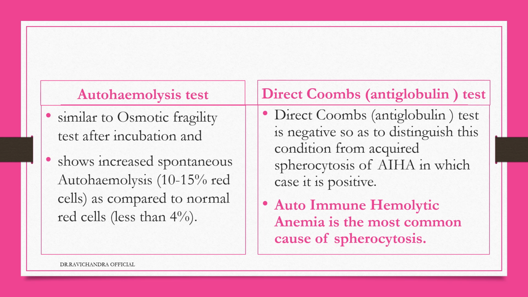Direct Coombs test or antiglobulin test is negative. So it is useful to distinguish it from other spherocytosis, that is acquired spherocytosis, which is seen in autoimmune hemolytic anemias. So spherocytes are seen in hereditary spherocytosis and autoimmune hemolytic anemia. By doing a direct Coombs test, you can differentiate hereditary spherocytosis and autoimmune hemolytic anemia. Direct Coombs test or antiglobulin test is positive in autoimmune hemolytic anemia. Autoimmune hemolytic anemia is the most common cause of spherocytosis.